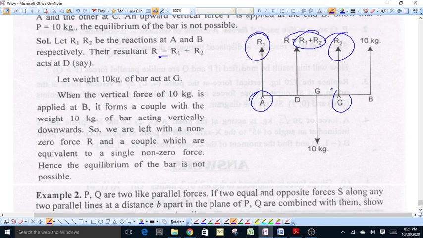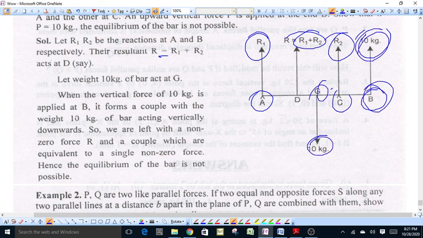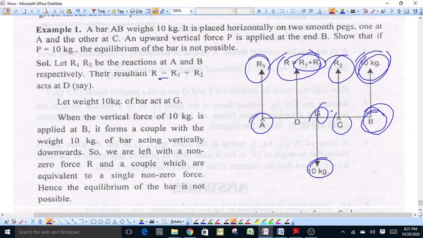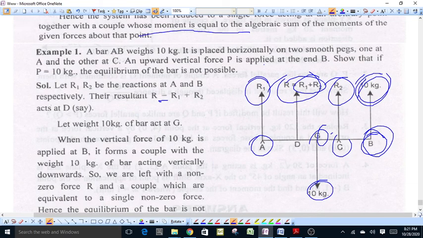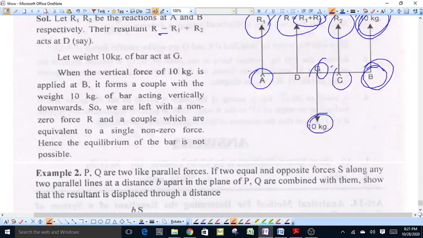When a vertical force of 10 kg is applied on the bar at point B, then this force of 10 kg at B and the 10 kg force at G will form a couple, because these two forces are unlike parallel forces of equal magnitude. Then we are left with only a non-zero force, which is equal to R. Hence the equilibrium of the bar is not possible, because the net force acting on the bar is not equal to 0.